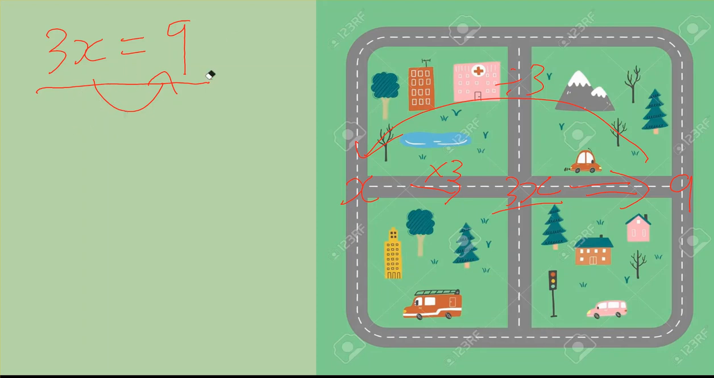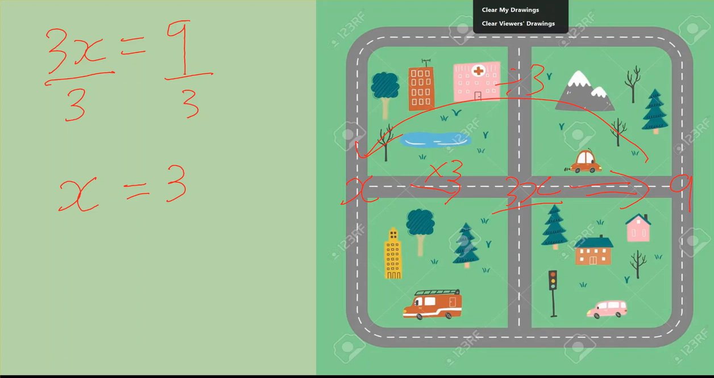So we would divide 3x by 3 and 9 by 3. Then on the left side, we will be left with x, and on the right side, I will have 3. And then I know that my x is equal to 3.